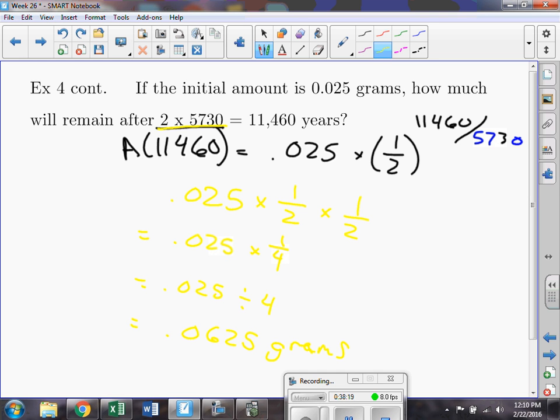And we're done. After 11,460 years, there would have to be 0.0625 grams, which frankly isn't a whole lot when you consider a paper clip weighs about 1 gram, or has a mass of a gram. Grams are actually not measurements of weight, they're mass.